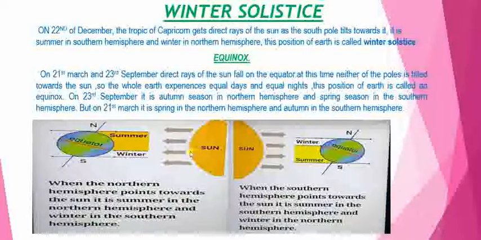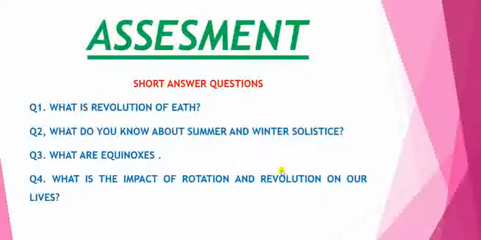So we can easily see in this picture when it is receiving insolation from the sun, it means summer in the northern hemisphere, winter in the southern hemisphere. Here it is summer in the southern hemisphere and winter in the northern hemisphere. So dear students, this was all about the presentation. Now let's have an assessment.